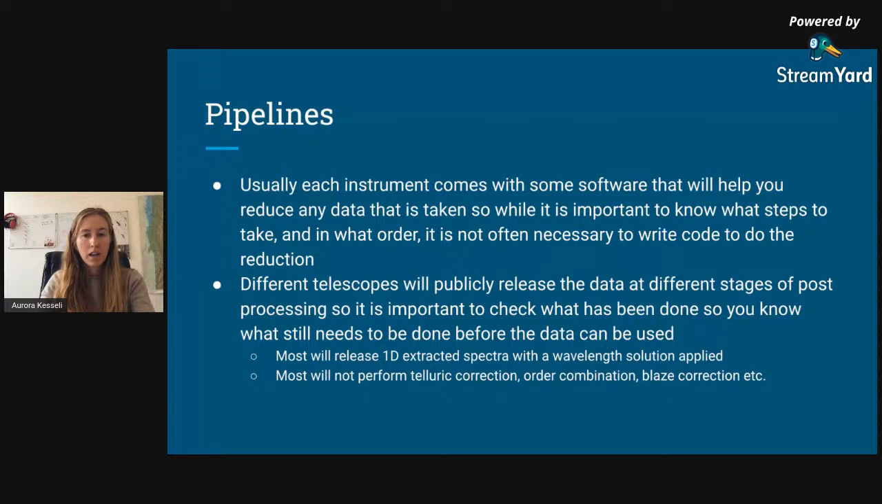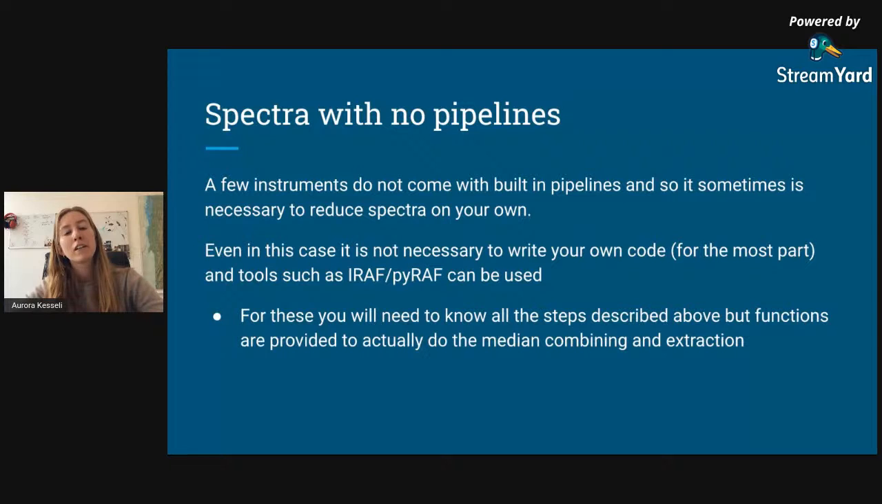Okay. And in very few cases, there are spectra that you're going to get where there isn't a pipeline. And this is mostly for older spectrographs. These days, when instruments are created, there's usually money and time allocated to creating pipelines to reduce the spectra. But for some older spectrographs, this is not the case. And so you do need to know the steps, even if you don't need to write the code to do the reduction, you need to know the steps.